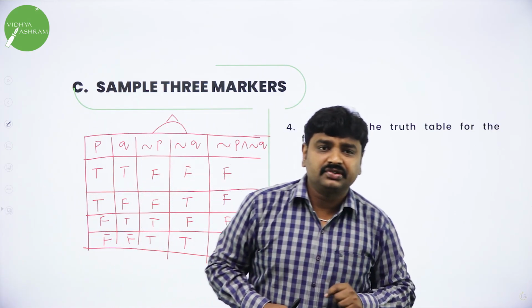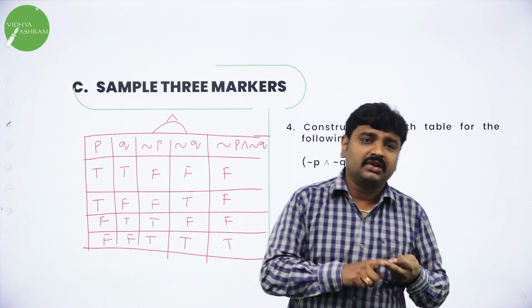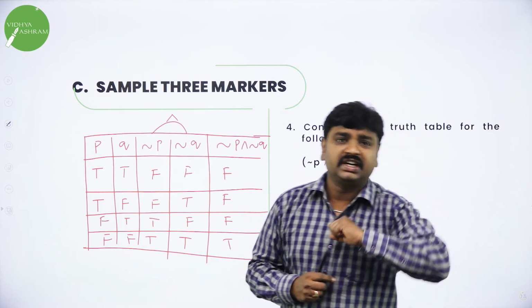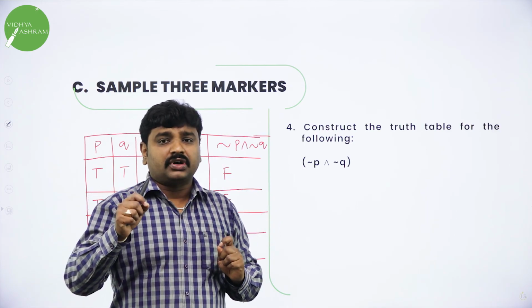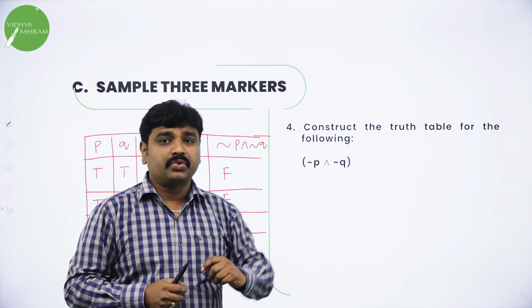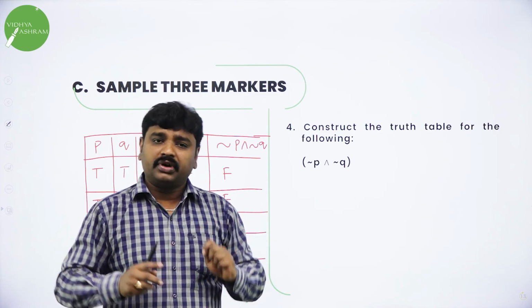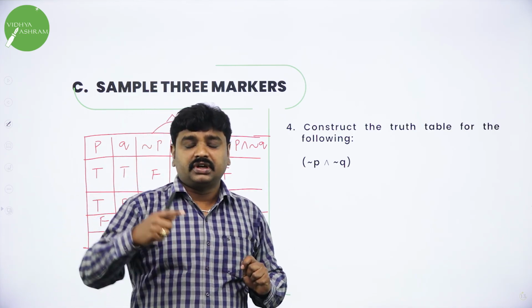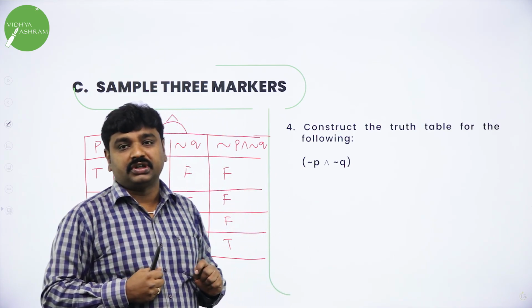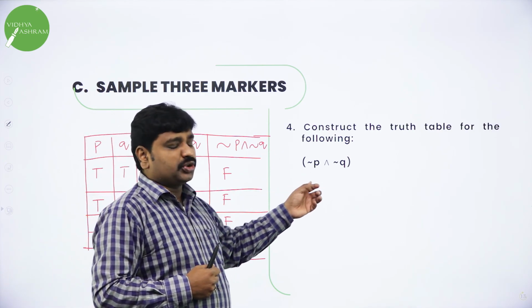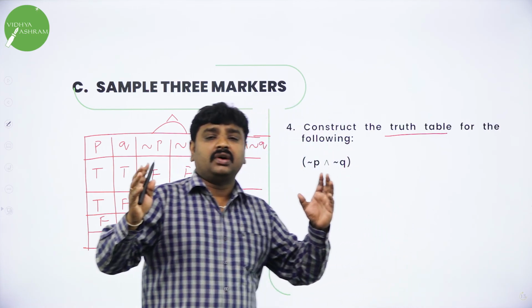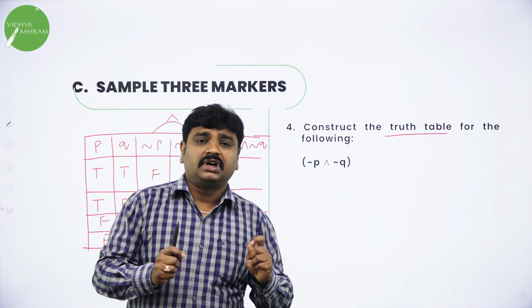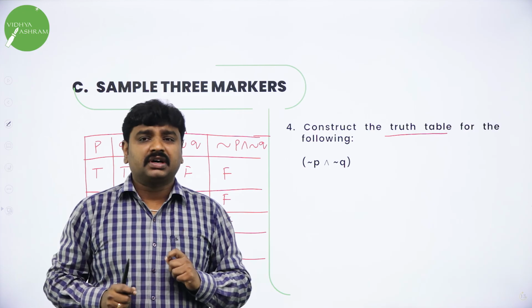So in 3 markers, one type is they may ask converse, inverse, contrapositive. And the second type is they may give the overall truth value of the compound proposition, you should find the truth values of the components. Or they may give the truth values of the components, you should find the truth value of the compound proposition. Or they may give a compound proposition, you need to construct what? Truth table. So by this we have completed what are called 3 marker questions.